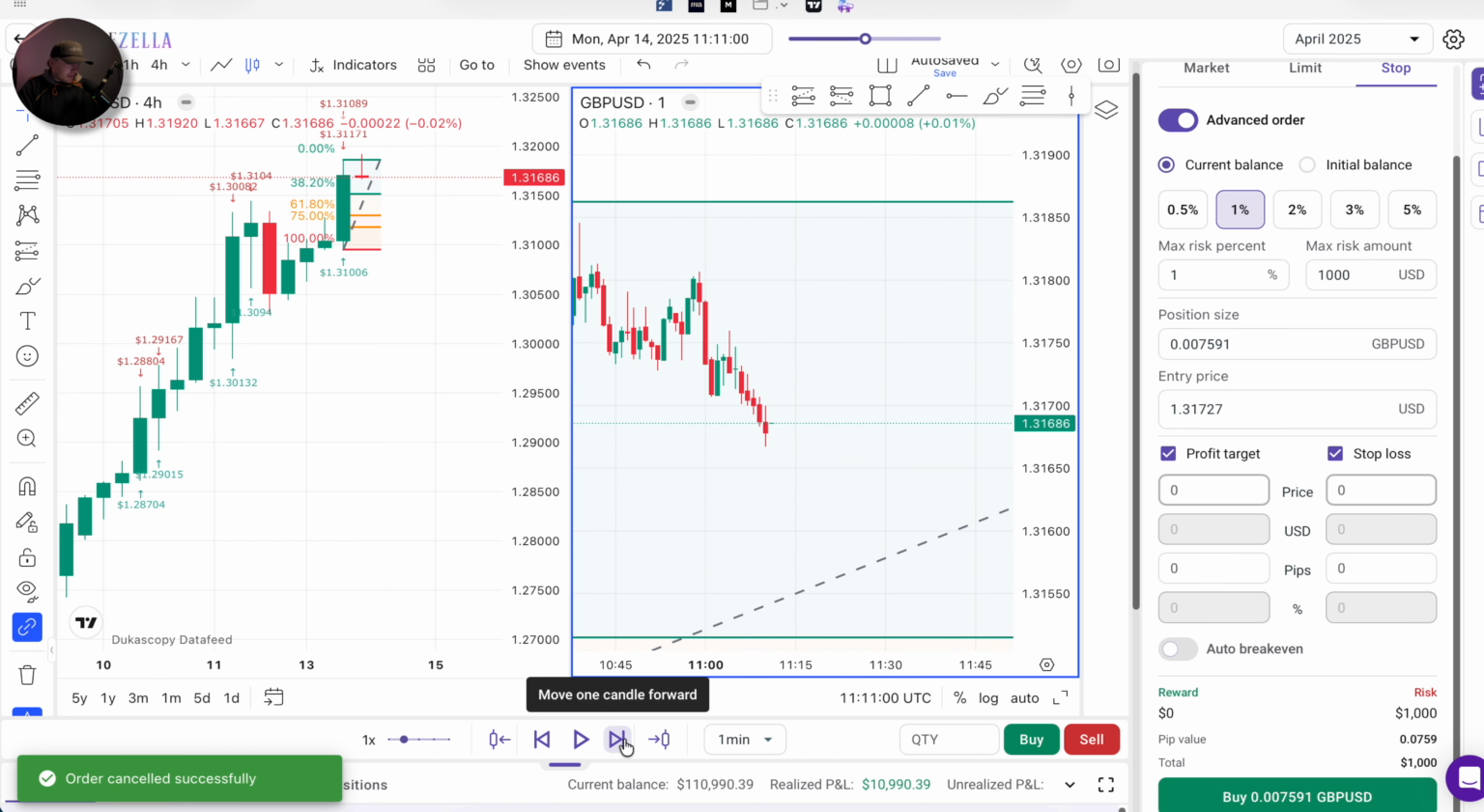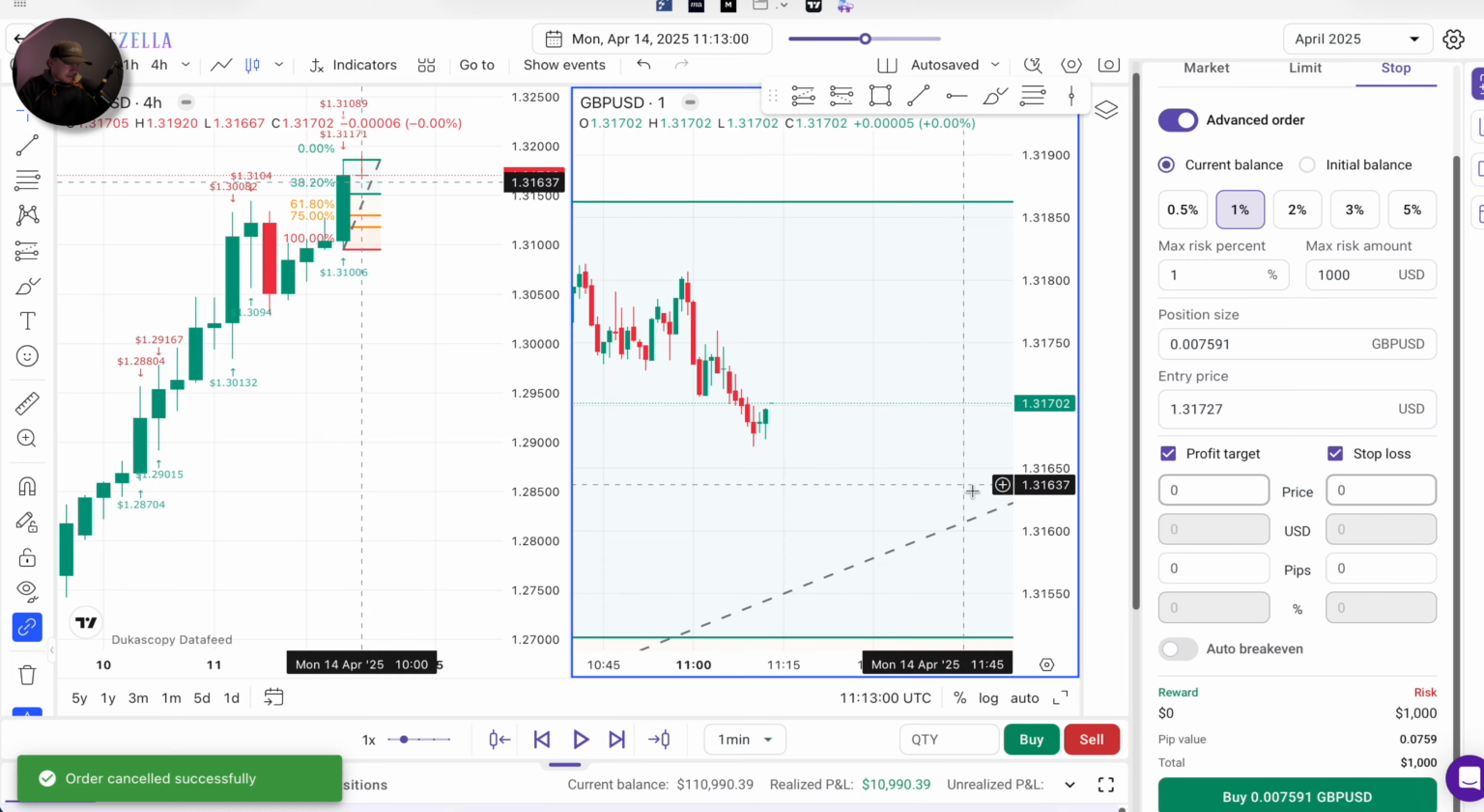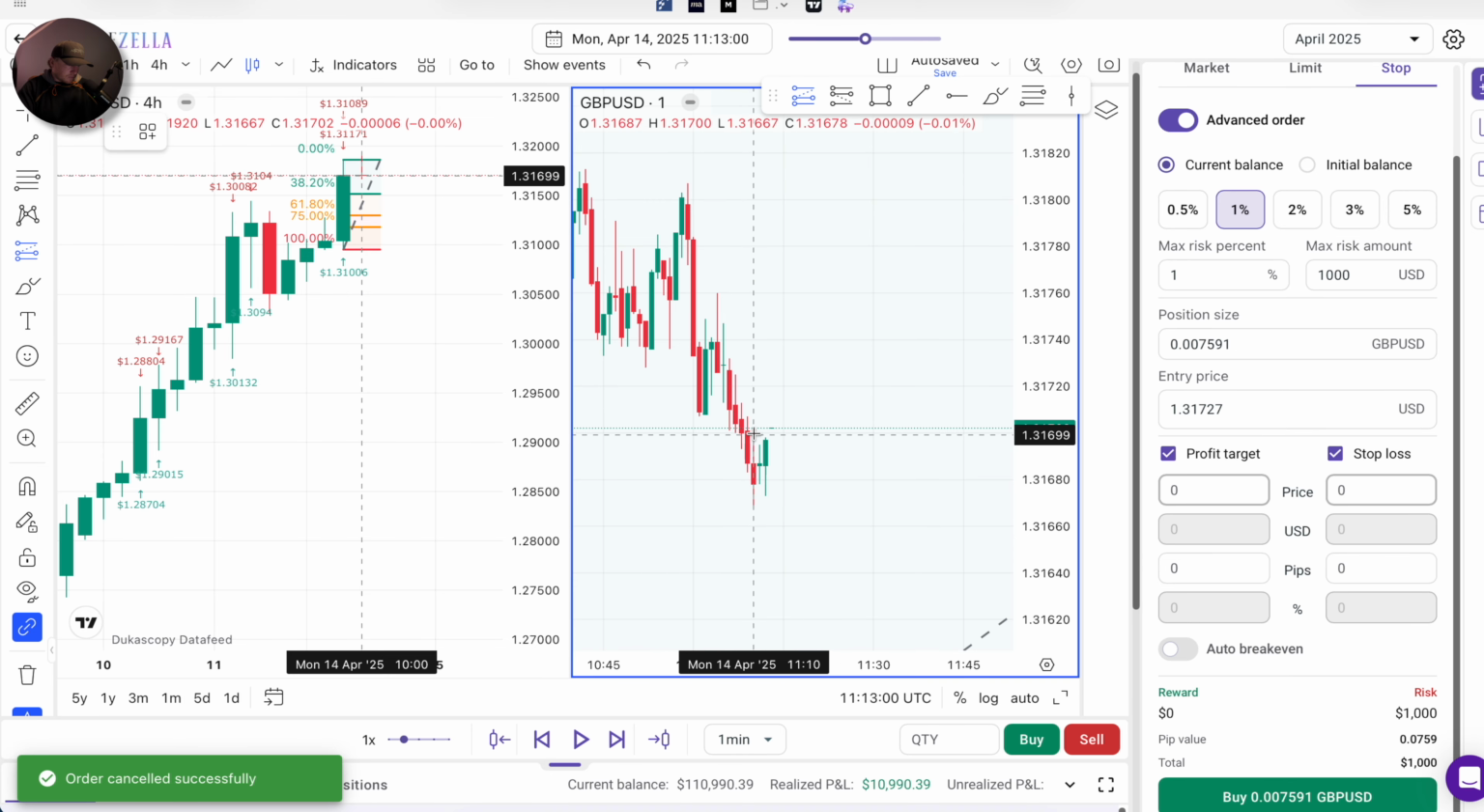And then let's see what happens. Okay, so there's that shift again. If we can break above, I mean, there's no real high to be broken. I suppose we just break above of this candle.